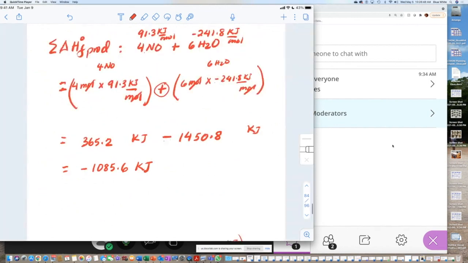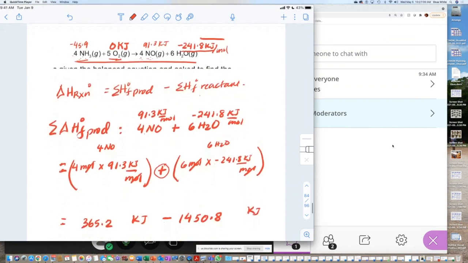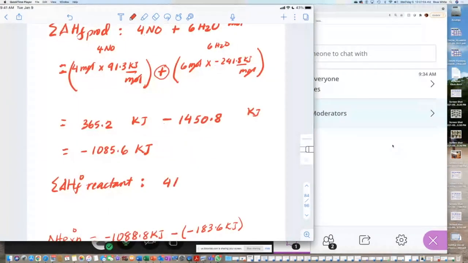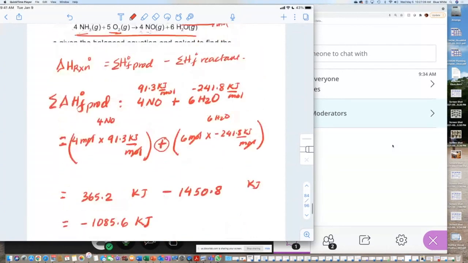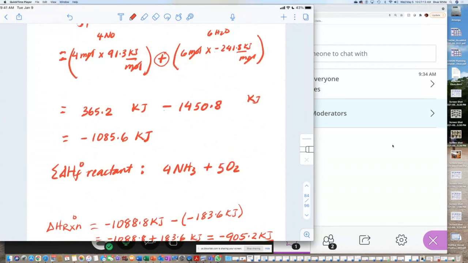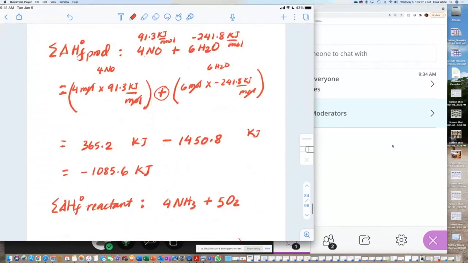Let me work on the reactant side. Delta H f standard, this time for the reactants. On the reactant side, what do I have? This time I'm dealing with NH3. So I have 4 NH3 plus oxygen. How many oxygens did we have? 5. And the NH3 is negative 45.9.